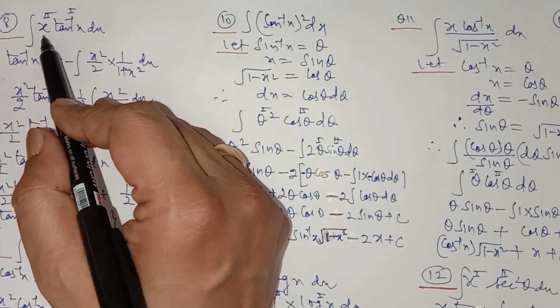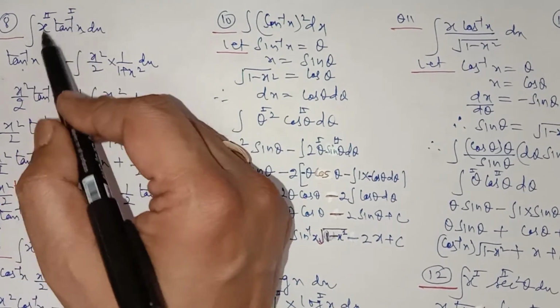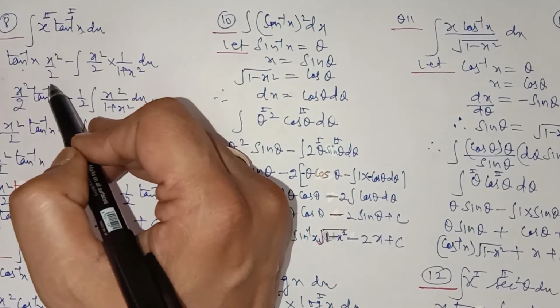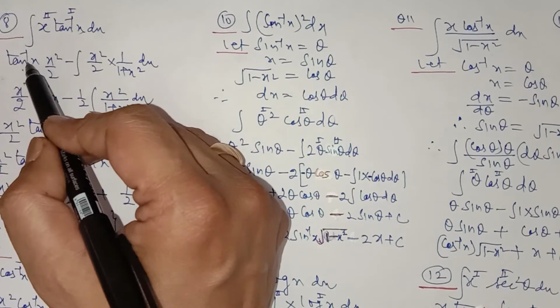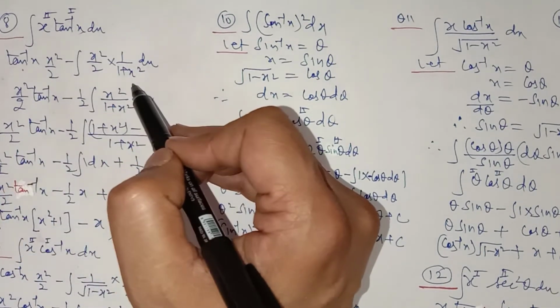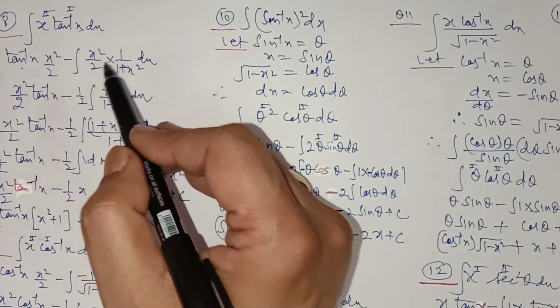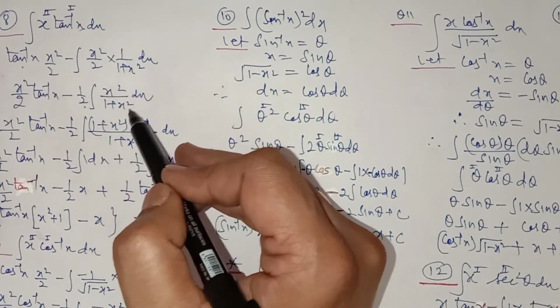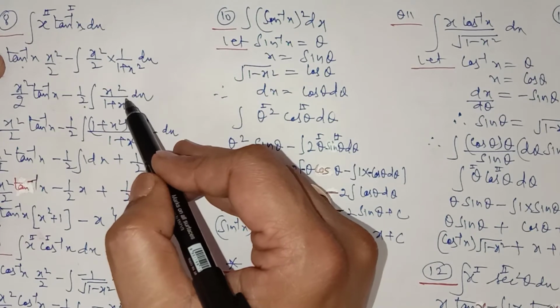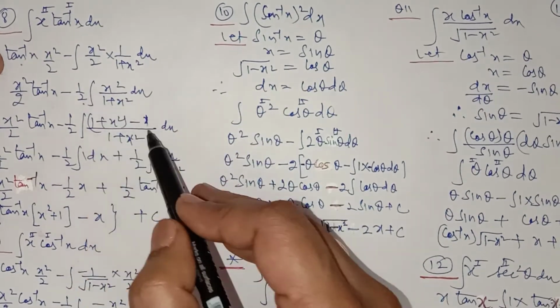Algebraic you have to take second. So first function as it is, integration of x, which is x square upon 2, minus derivative of the first, which is tan inverse x, whose derivative is 1 upon 1 plus x square, into integral of this. Again you can take half common, x square upon 1 plus x square, and to integrate it you have to make some arrangement, adding and subtracting 1, plus 1 minus 1.